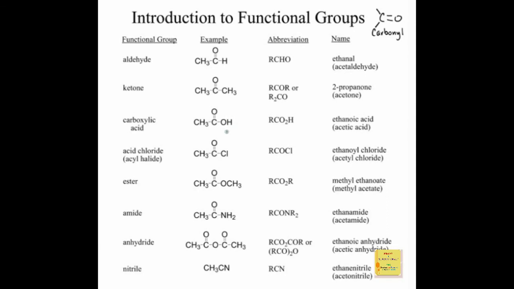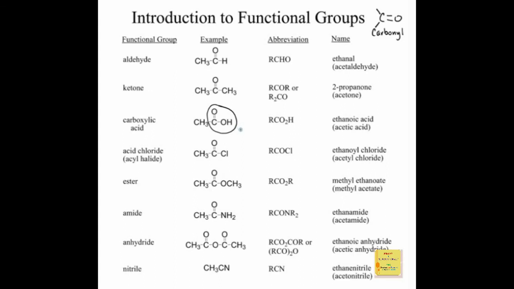If you have an OH and a carbonyl on the same carbon, this is no longer an alcohol. This entire set of atoms is now taken together as a single functional group. These are called carboxylic acids, and they would be abbreviated RCO2H. If you expand RCO2H, one of these oxygens has to be a carbonyl double bond, and then the other is an OH. So acetic acid is an example of a carboxylic acid. That's this particular structure right here.